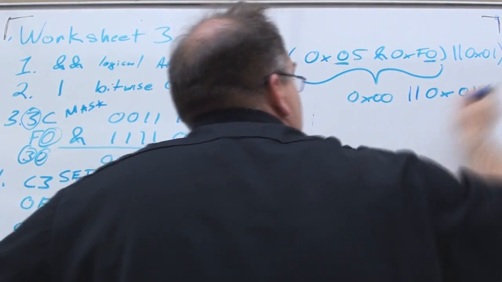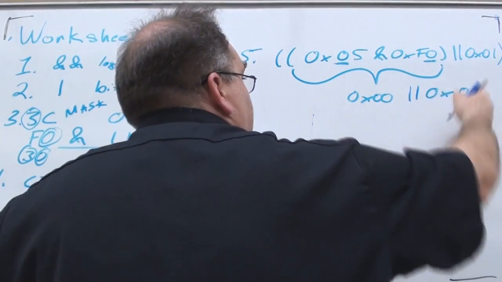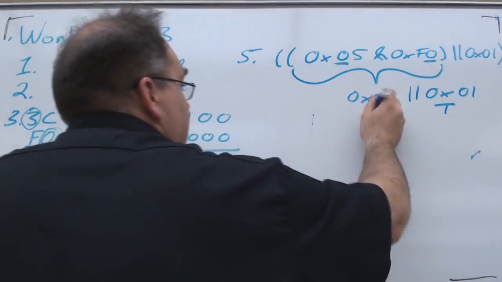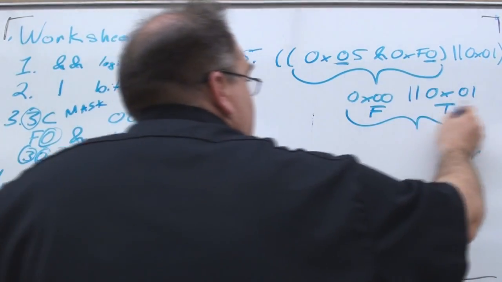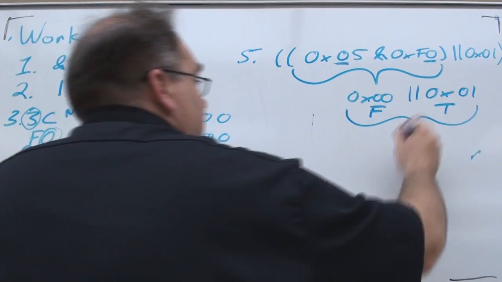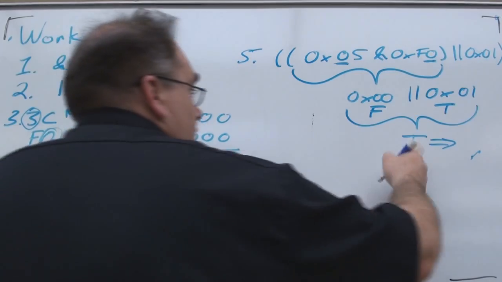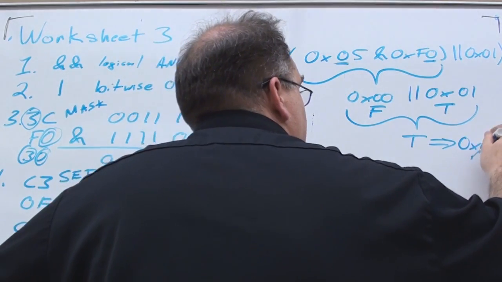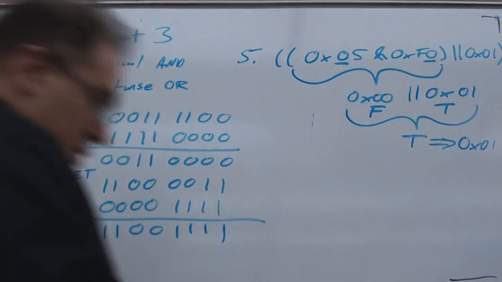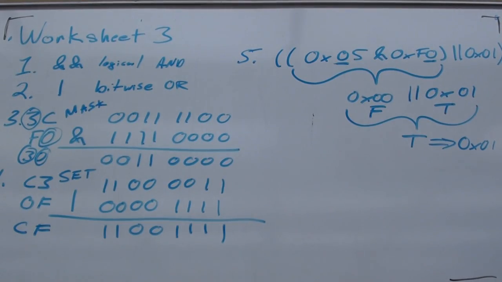And then it's going to be a logical OR with 0x01. The truth value here, this is true because it's not 0, and this is false. A true ORed with a false is going to be a true. And in C, this will probably evaluate to true. I would accept true on this. True would evaluate to a 1.